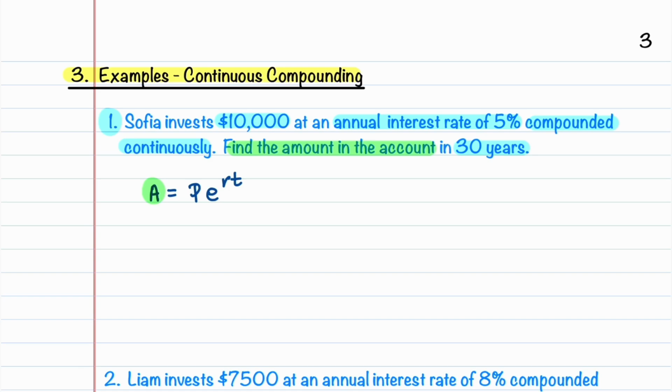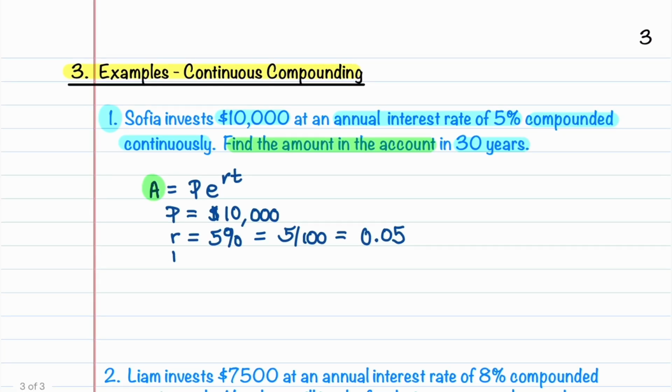Let's start by writing down all the other variables. Our P is the amount that's going to be invested, that's called the principal, and that is $10,000. R is the annual interest rate, and that is 5%. So this is just 5 divided by 100, which is 0.05. R always has to be written as a decimal. And then T is the number of years that the money is invested, and that, in this case, is 30 years.